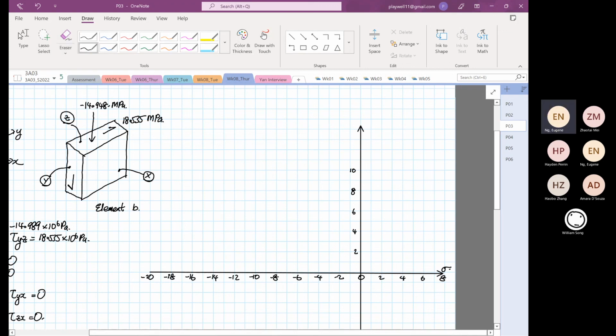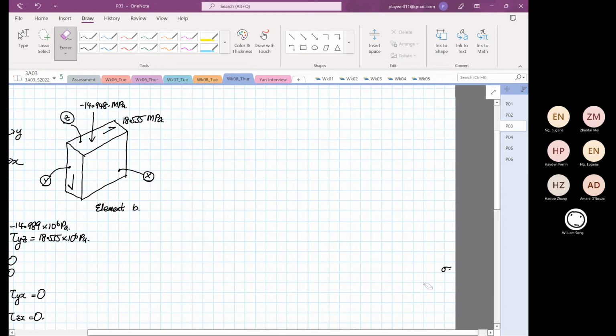Wait, let me do some calculation first. I'm just doing some calculation. I need 20. Sorry, the scaling I've done is no good. I have to change. My apologies.